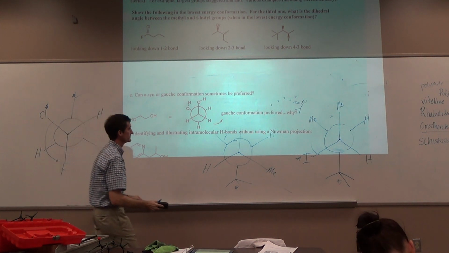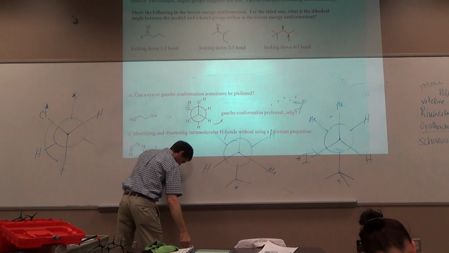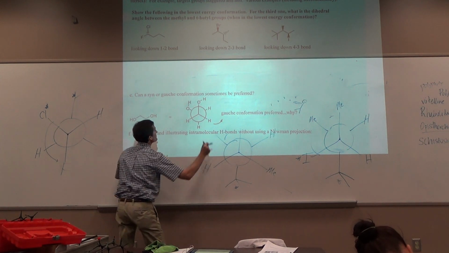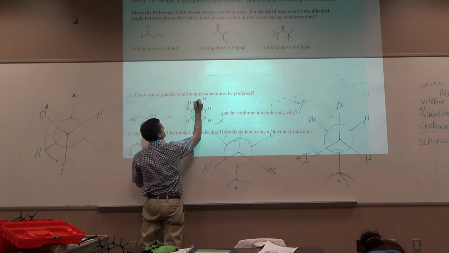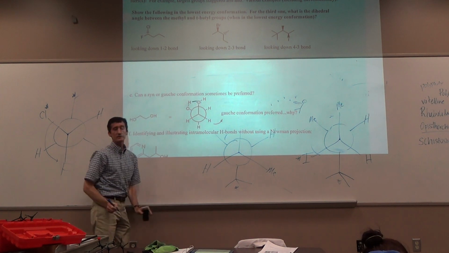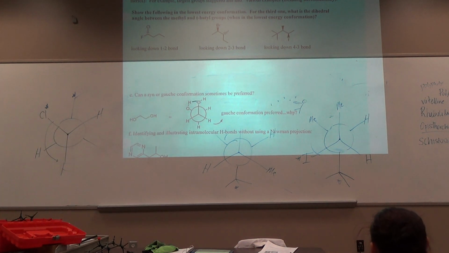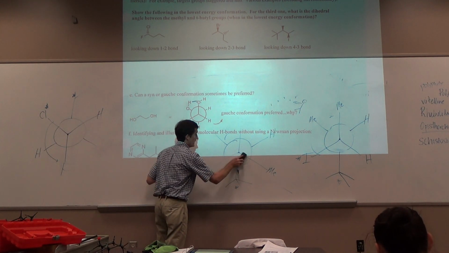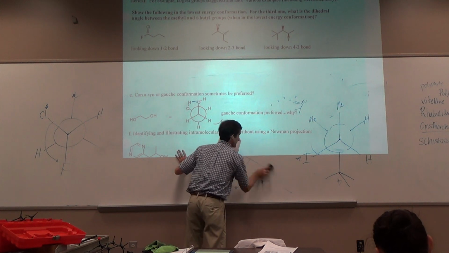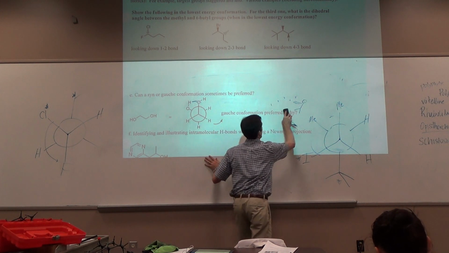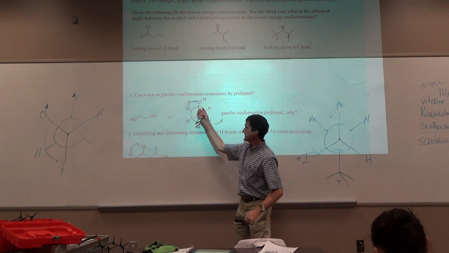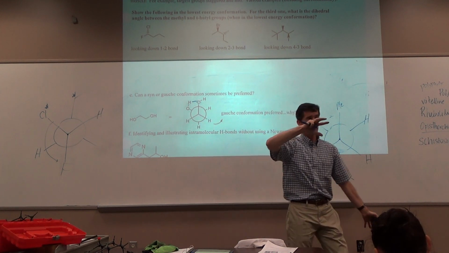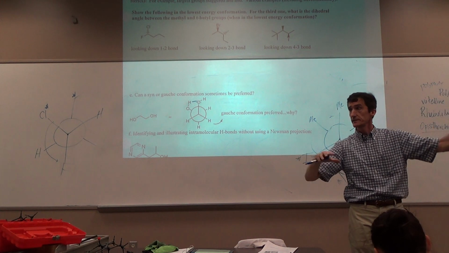Why? Hydrogen bonding. These electrons will hydrogen bond to the H. That's an intramolecular hydrogen bond. It makes the gauche conformation preferred. So the question was that right there. Sometimes there are things that will make other conformations preferred. Basically, this is hydrogen bonding making molecules have certain configurations, conformations.